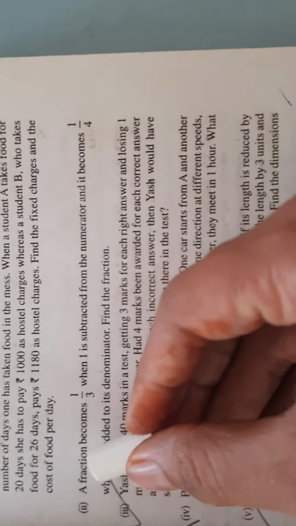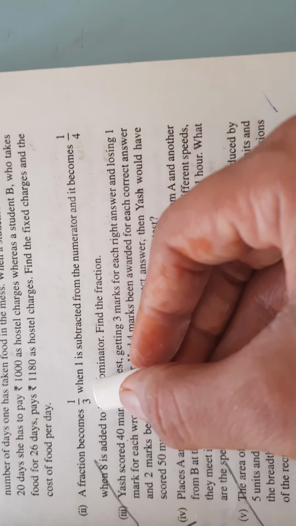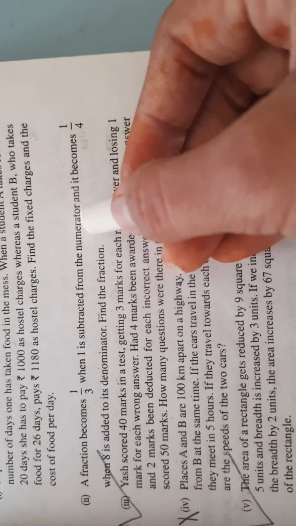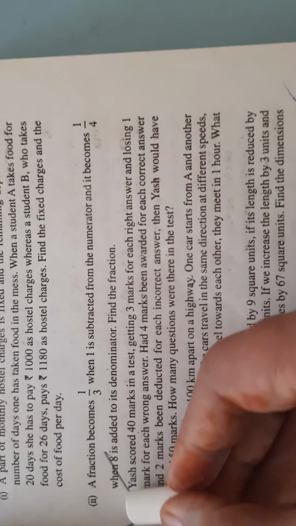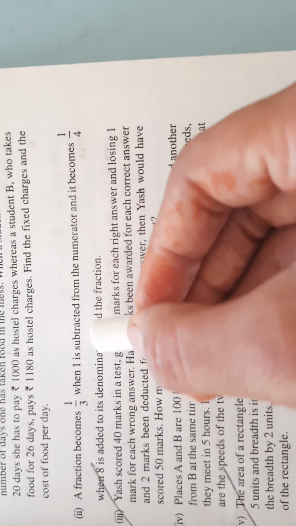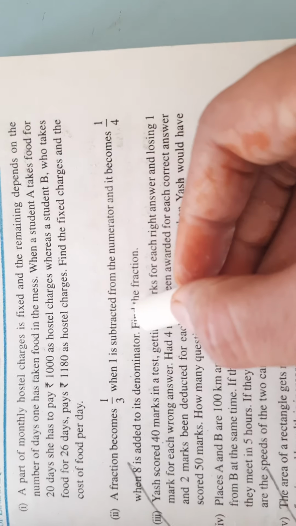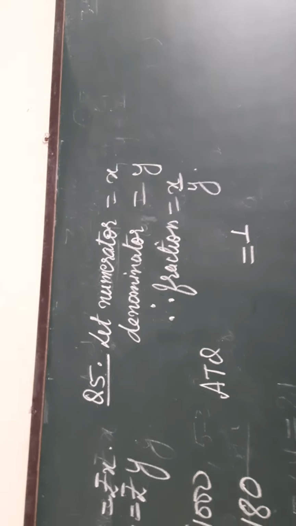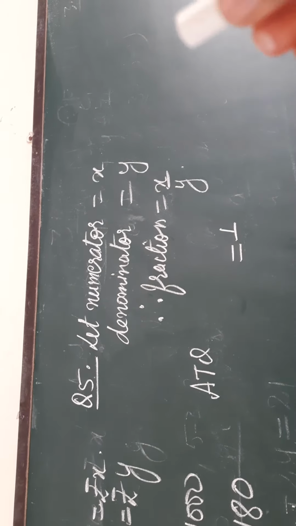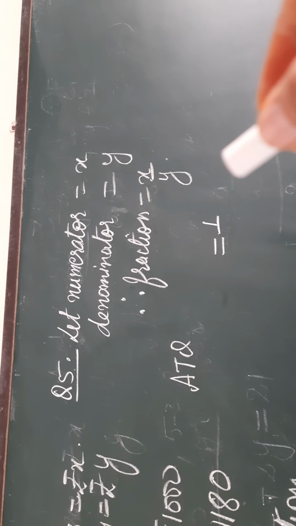Now next question is based on the fraction. A fraction becomes 1 by 3 when 1 is subtracted from the numerator, and it becomes 1 by 4 when 8 is added to its denominator. Find the fraction. They asked you the fraction, so let us start from the fraction. Let the numerator be x and denominator be y. Therefore the fraction is equal to x by y.